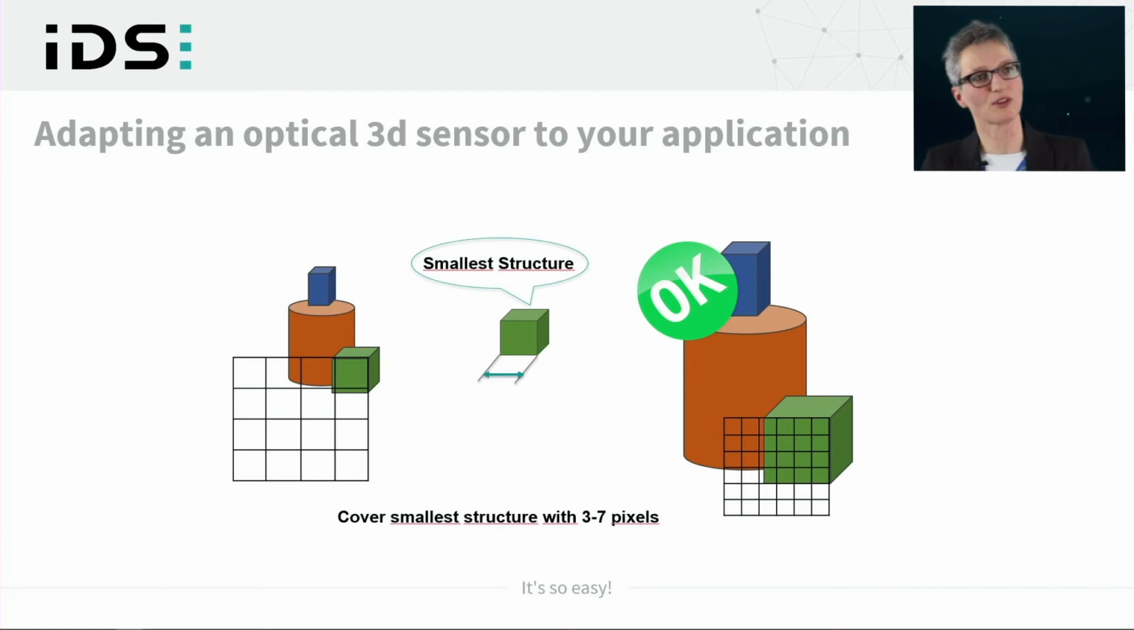So in this example, if you want to measure the size of this green square, you should select a camera sensor that has a pixel size of the length of the cube divided by 3 or 4, and then you're sure that you have enough pixels to see this face of the cube in your point cloud.